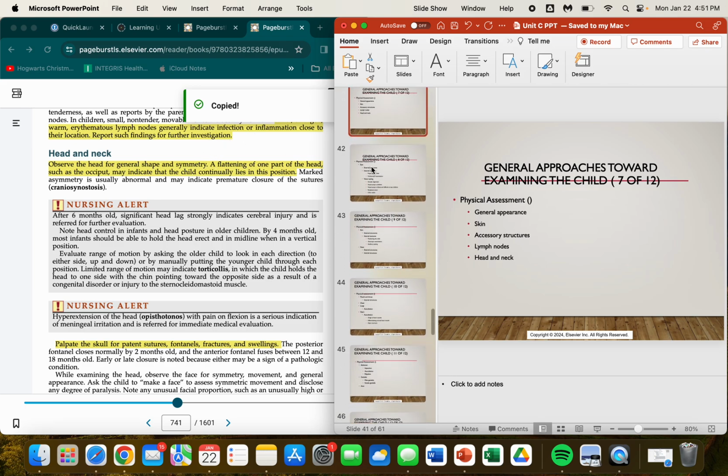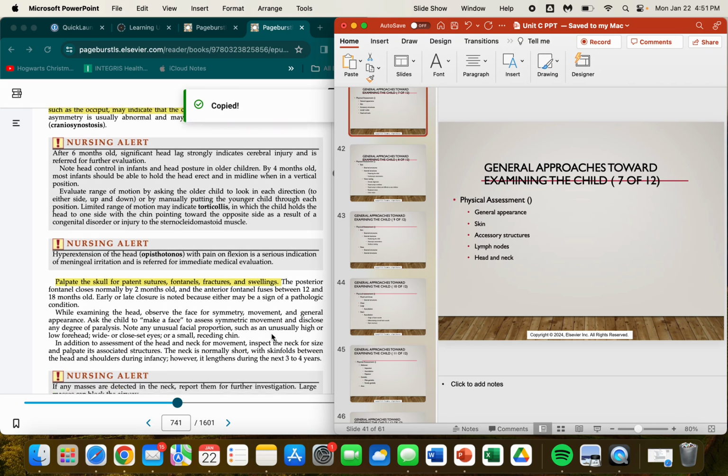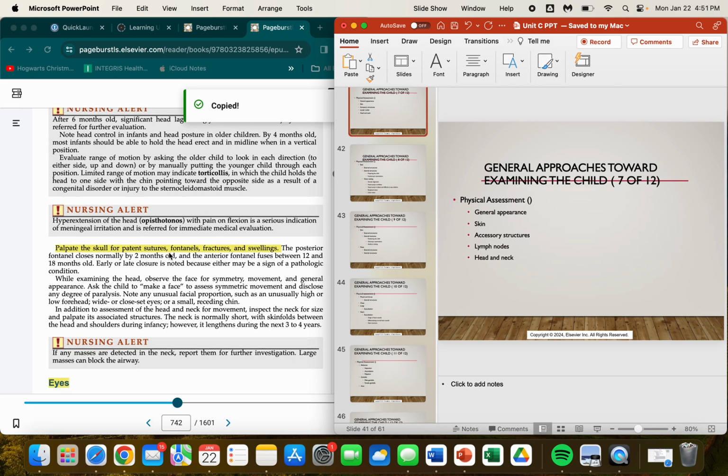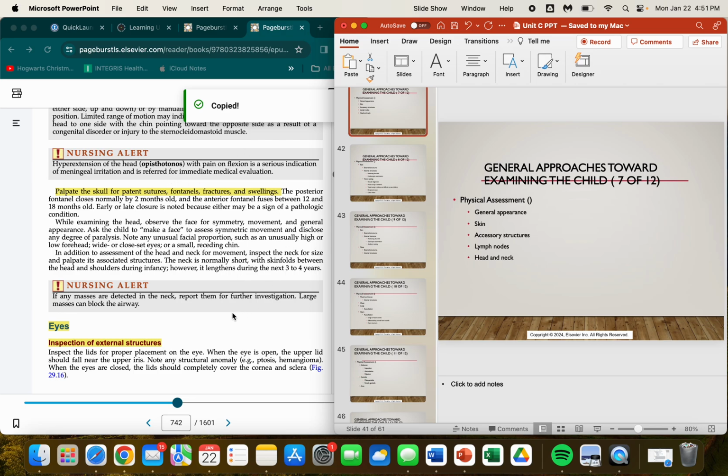And then head and neck, we obviously want to observe the head and neck for symmetry. In an infant, flattening of one part of the head might note that the child is continuously laying, if they have a flat back of the head. In a child or an infant we want to palpate the skull, make sure that they don't have any sunken fontanelles, they don't have fractures, or they have patent sutures in an infant. Make sure there's no swelling. All of those things are appropriate to assess for in a young child. And then as we age, they should have a normal symmetrical head.